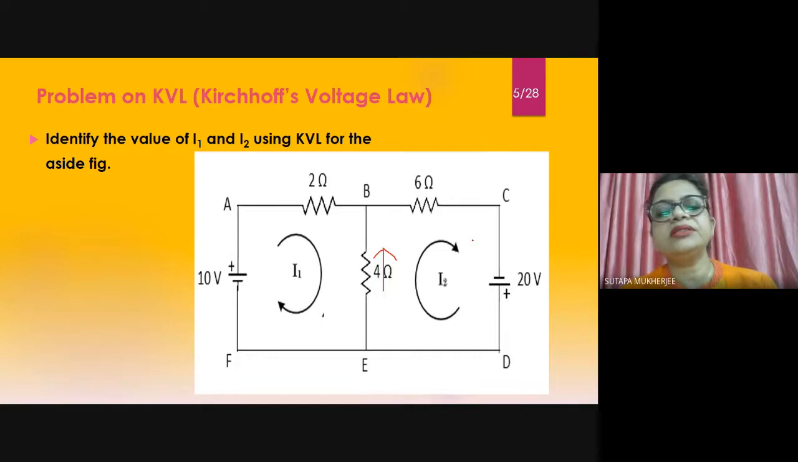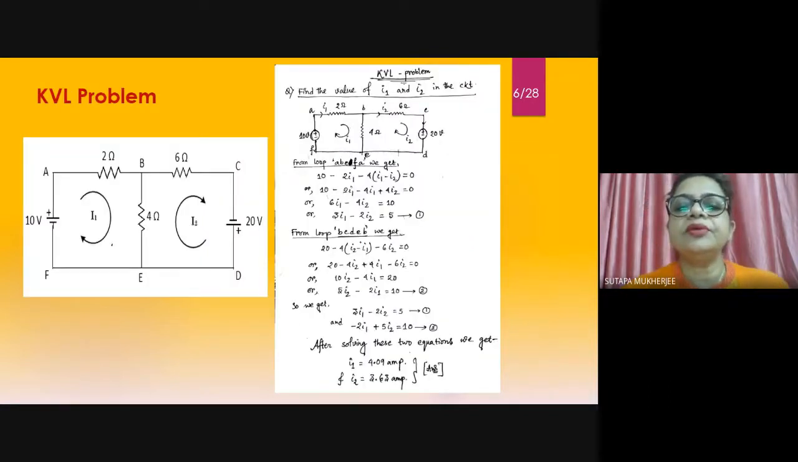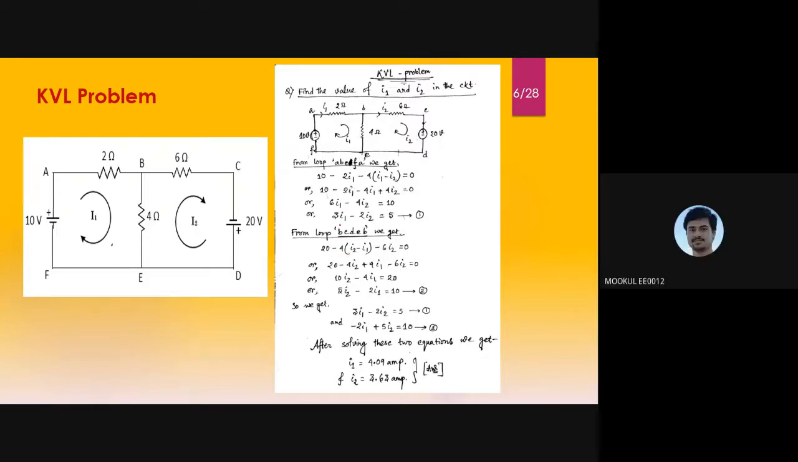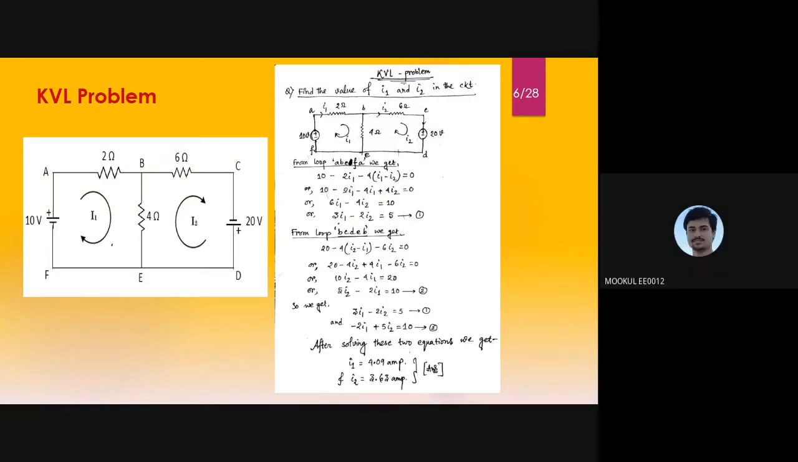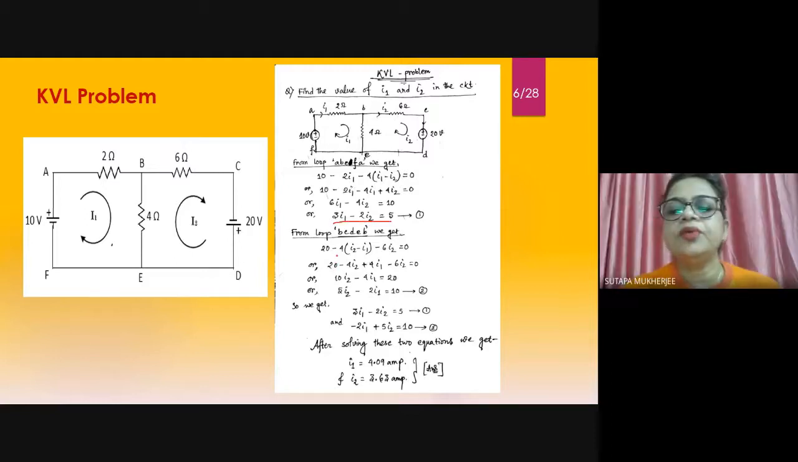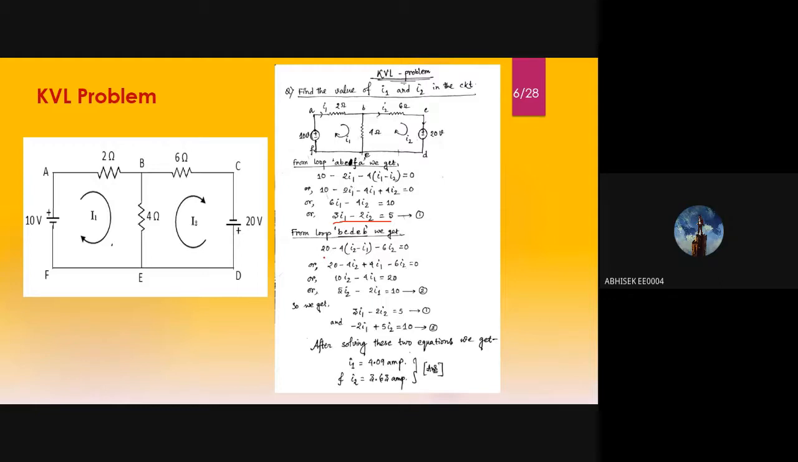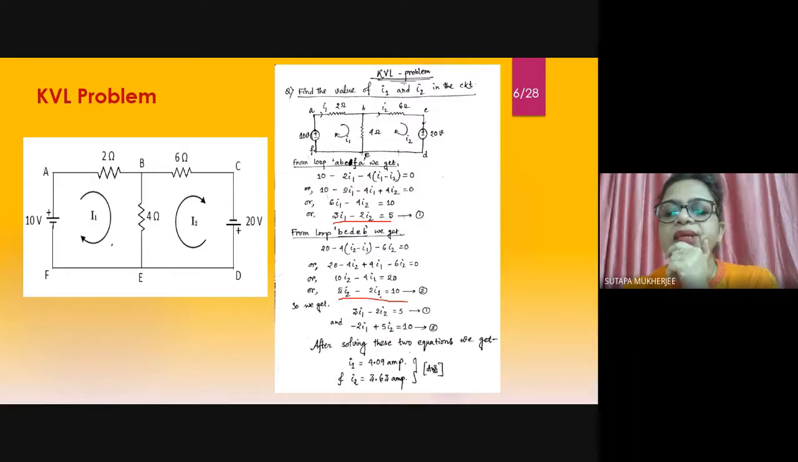Then you have got two equations. These are the equations. Already I have done it. Have you got it? So the first equation is 3I1 minus 2I2 equal to 5. Everybody has got it? This is the first equation. What is the second equation? 5I2 minus 2I1 is equal to 10.